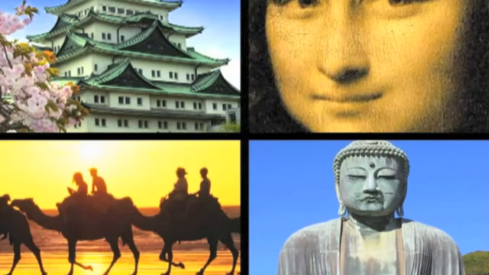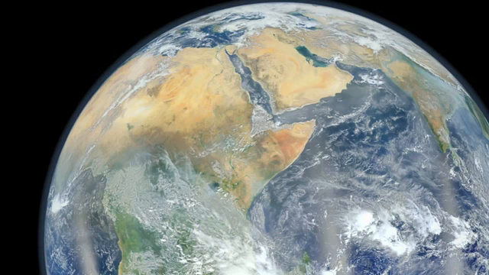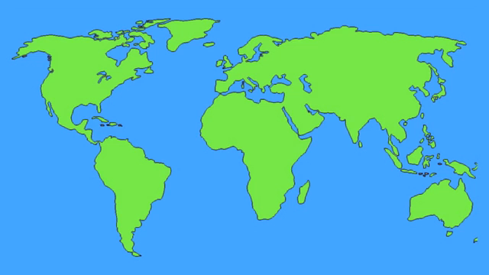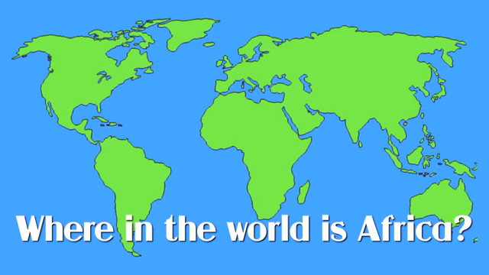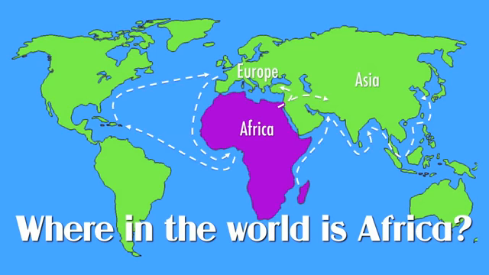Now, in today's edition, we're going to be getting an introduction to the geography of Africa. That means we're going to be taking on an entire continent, so there's a lot that we need to discuss. But the very first question that we need to ask is, where in the world is Africa? Well, Africa is the continent that's located south of Europe and southwest of Asia. That location made it an ideal trading partner for many of its neighbors.